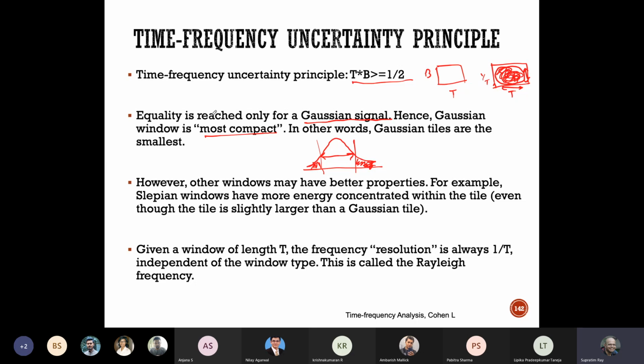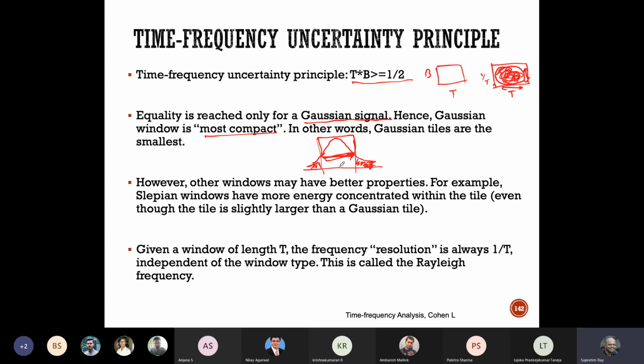Now, what this statement tells you is that this size is smallest for a Gaussian. The product of the time and frequency standard deviations is smallest for a Gaussian. However, it doesn't mean that the leakage that you are seeing here is minimal for a Gaussian. It just means that the tile is smallest.